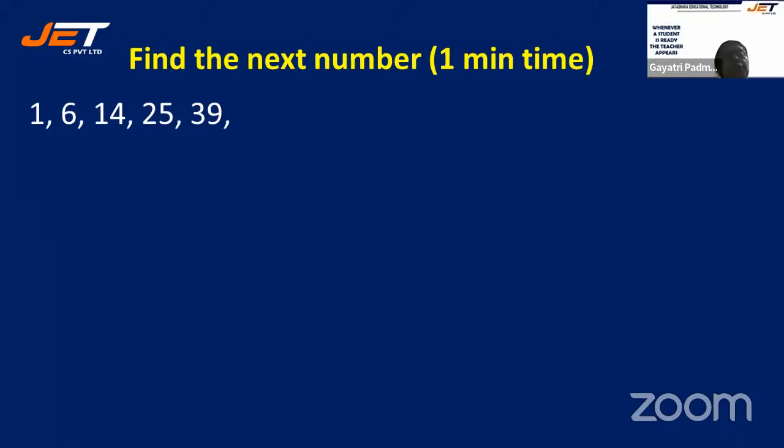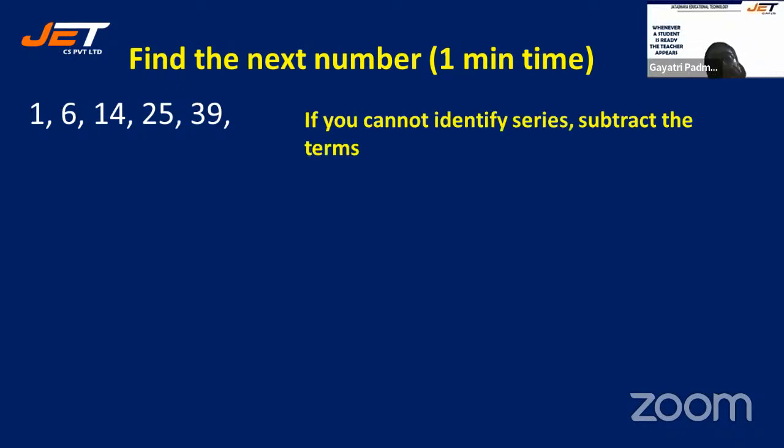1, 6, 14, 25, 39. Right. Now, if you cannot identify the series, now subtract the terms. What is 6 minus 1? 5. 14 minus 6, 8. 25 minus 14, 11. 39 minus 25 is 14. Right? Yes. So now what should be the next one?